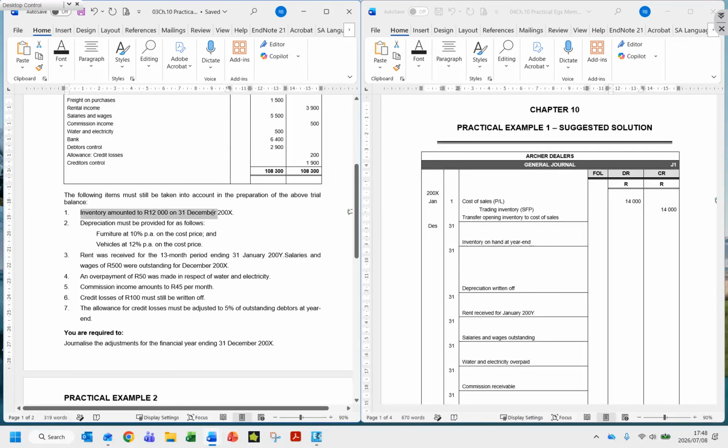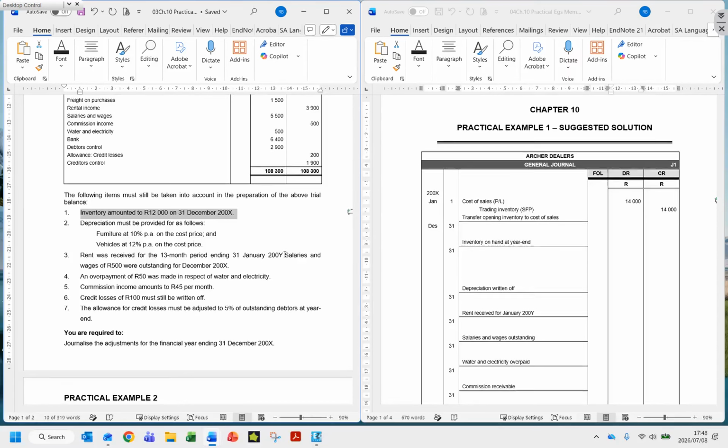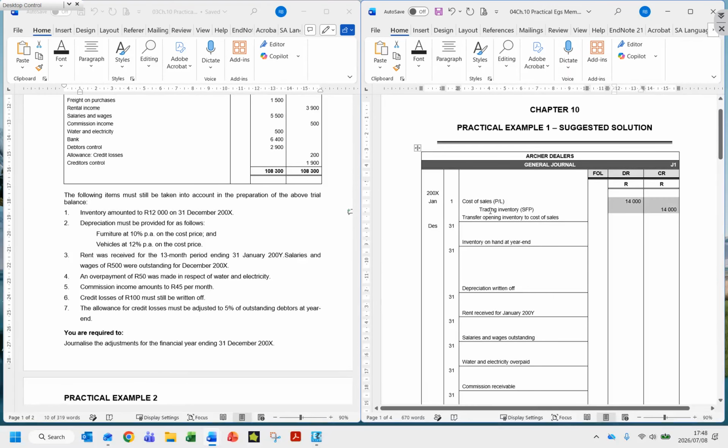The first one that they give is then concerning the closing inventory. They tell you inventory amounted to 12,000 Rand on 31 December 2000X. That's the last day of the financial year. Currently, our trading inventory account has got a zero balance because we had a debit of 14. We credited the account with 14, which gives us a zero balance. But now the question tells us that inventory at the end of the year is 12,000 Rand.